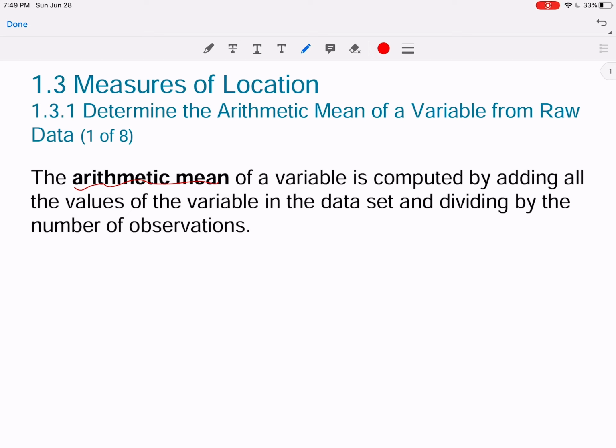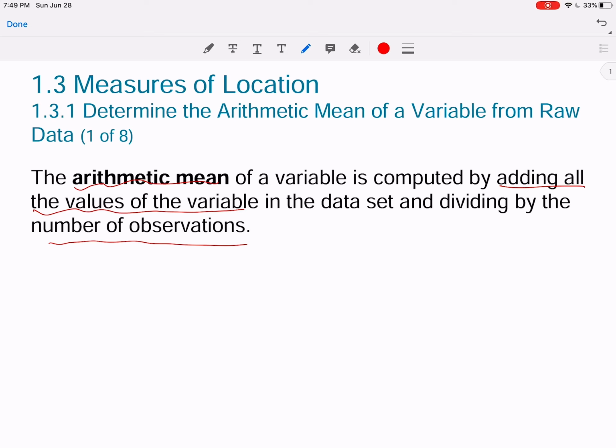The arithmetic mean of a variable is computed by adding all the values of the variable in the data set and dividing by the number of observations. So basically, if you want to find out the arithmetic mean of a data set, first of all, you want to add all of the values together and divide by the number of observations.